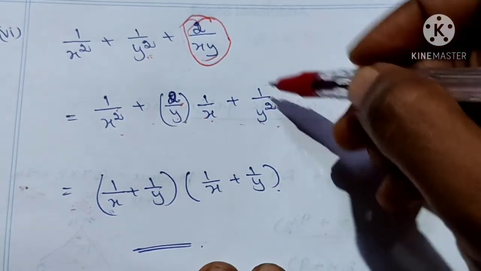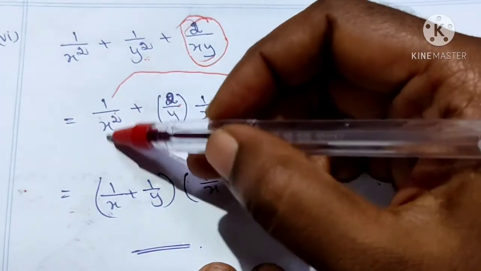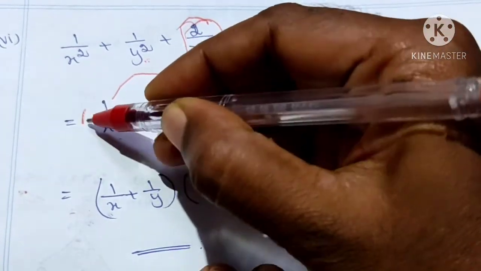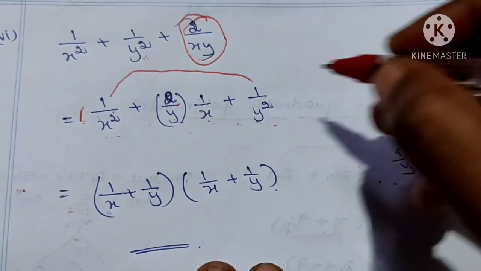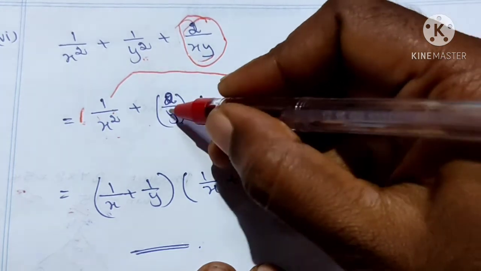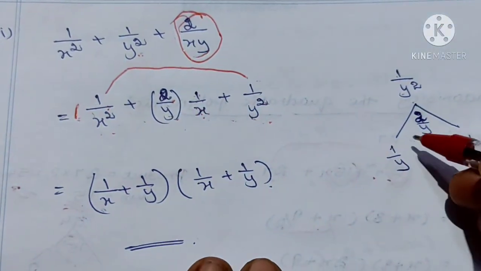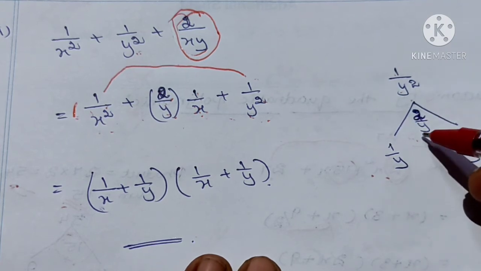So you find out the product. Product is constant into coefficient of 1 by x square. Coefficient of 1 by x square is 1. So the product is 1 by y square and the sum is the coefficient of 1 by x. Coefficient of 1 by x is 2 by y. So the product is 1 by y square and the sum is 2 by y.